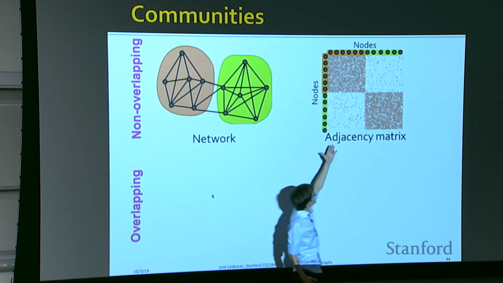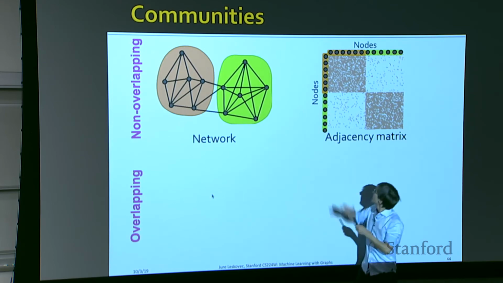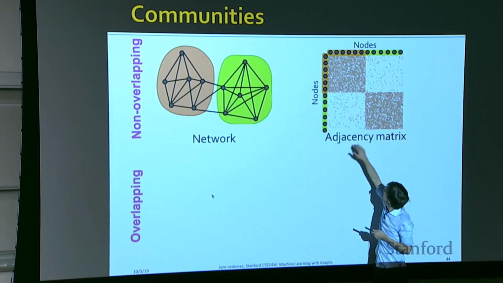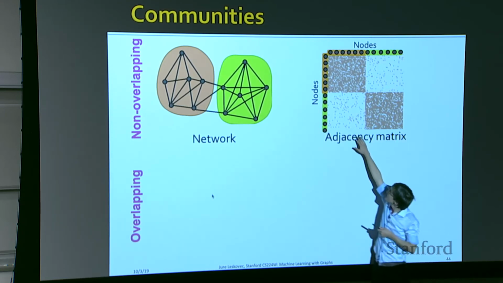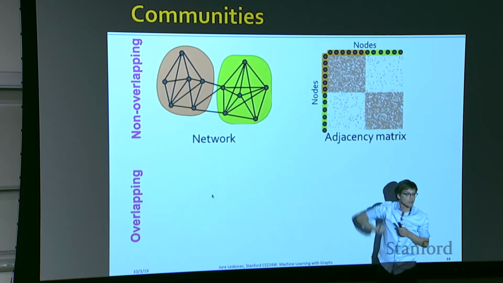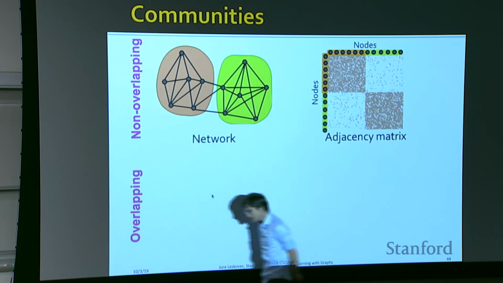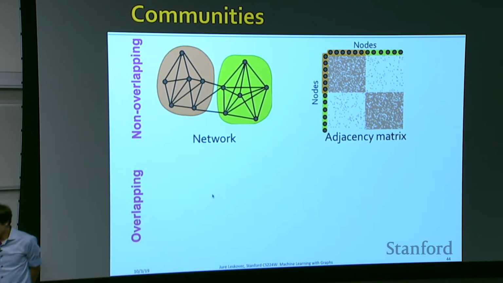If you think of the adjacency matrix, this is how we think of it, right? I have nodes, green nodes link to green nodes, orange nodes link to orange nodes, and there are relatively few edges between green and orange. This is what this tries to say. In the overlapping case, it's much harder.